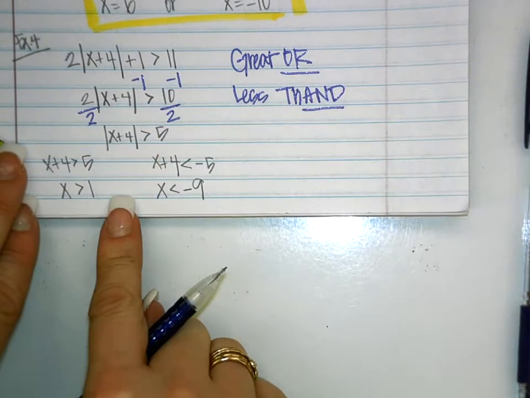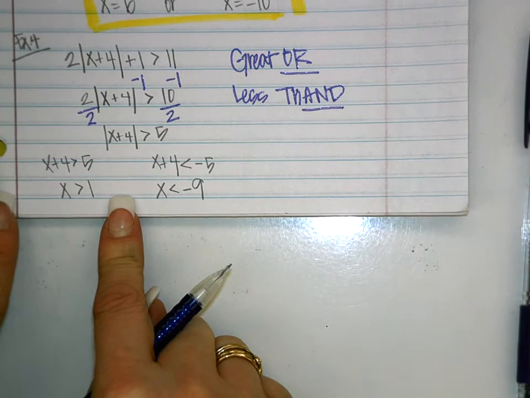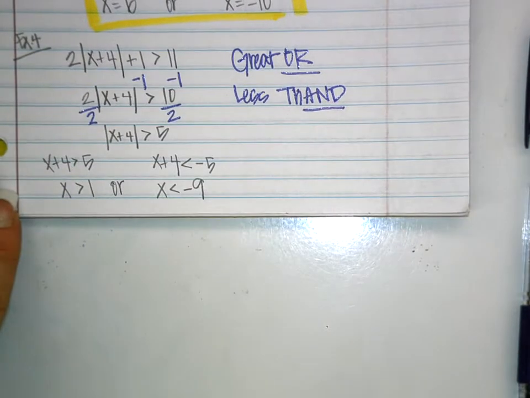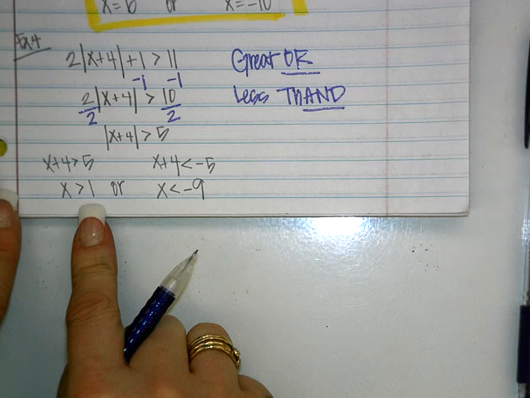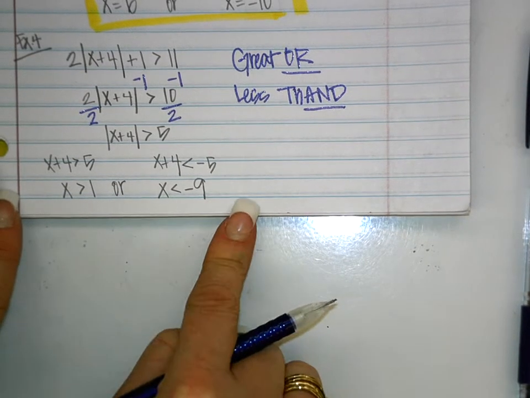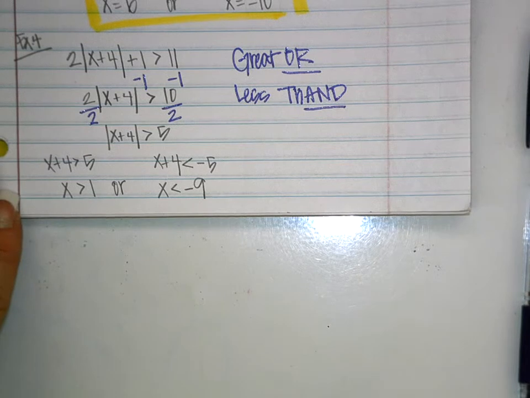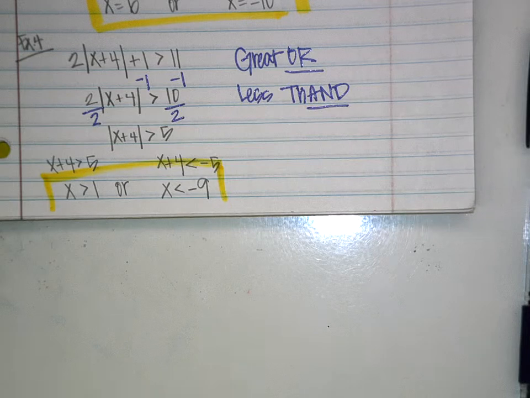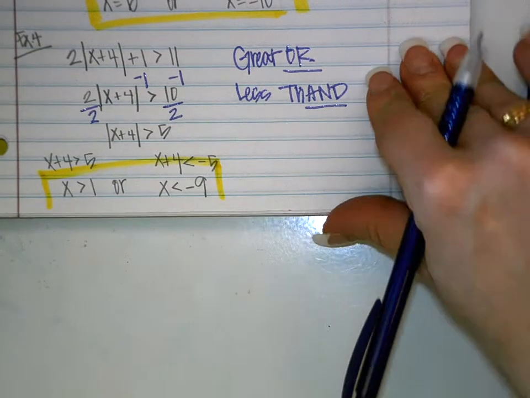Now, just like what I did in number 3, should this have an or an and? This would be an or, because it doesn't make any sense for one answer to be both greater than 1 and less than negative 9. That's not possible. So this is an or answer. Your answer could be greater than 1 or less than negative 9. Questions so far? I know I'm going super basic, kind of slow on these, but a lot of you really need to bust it out on this final.